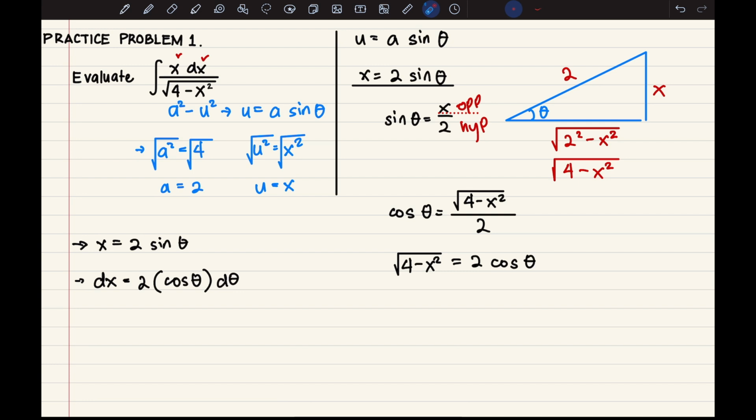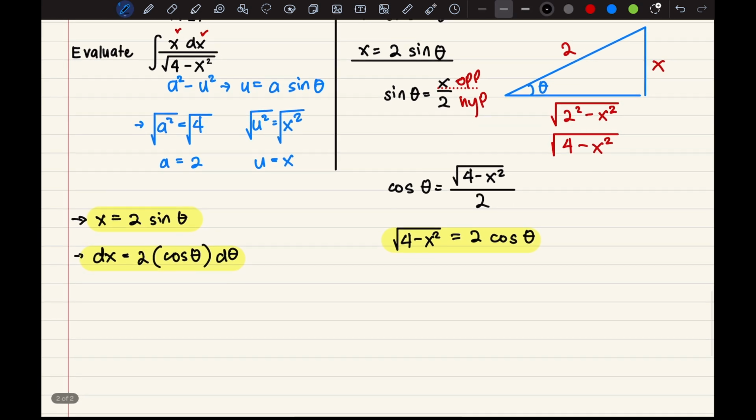So these will now be our substitution factors for all the x variables in our original integral. We have a substitution for x in terms of theta. We now have a substitution for dx in terms of theta. And we also have a substitution for square root of 4 minus x squared in terms of theta. All that's left to do is to rewrite the equation.